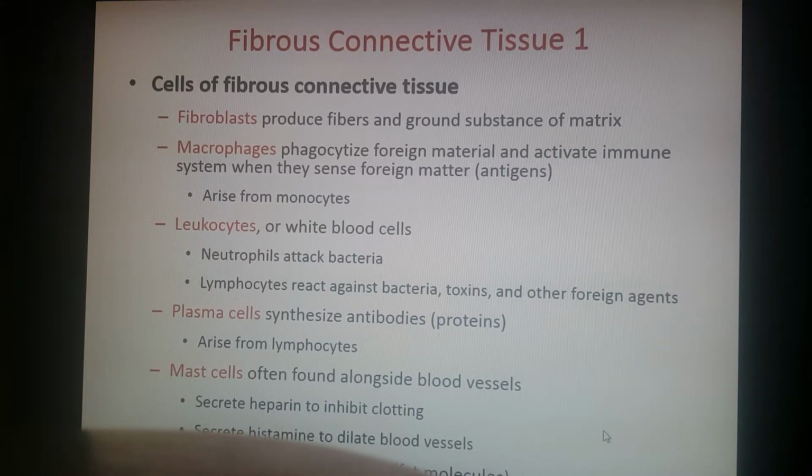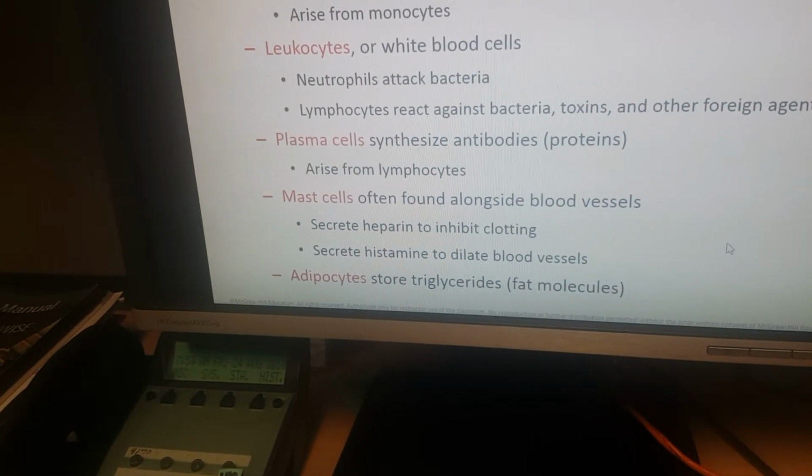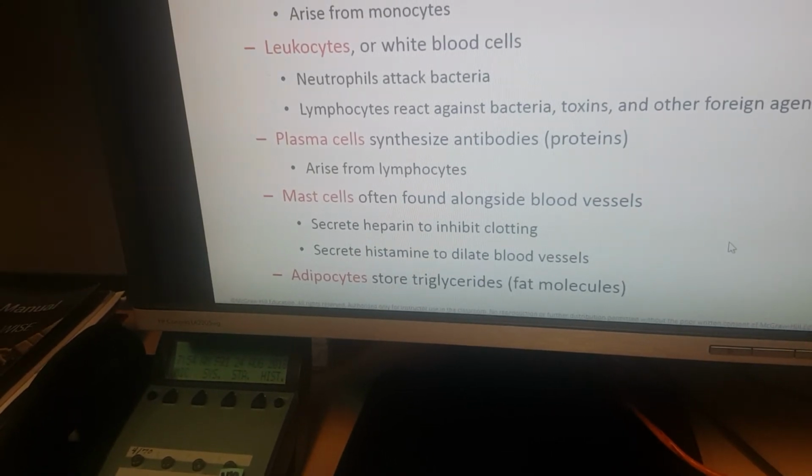We have mast cells, which are found near our blood vessels, down here. They help with the function of your blood vessels, secreting heparin to inhibit clotting, so preventing your blood vessels from clotting. Again, part of our immune system response, as well as secreting histamine to cause the blood vessels to dilate, or become larger in diameter. The last type of cell for fibrous connective tissue are our adipocytes. These are our fat cells that store the triglycerides, which are our lipid storage molecules for the body.